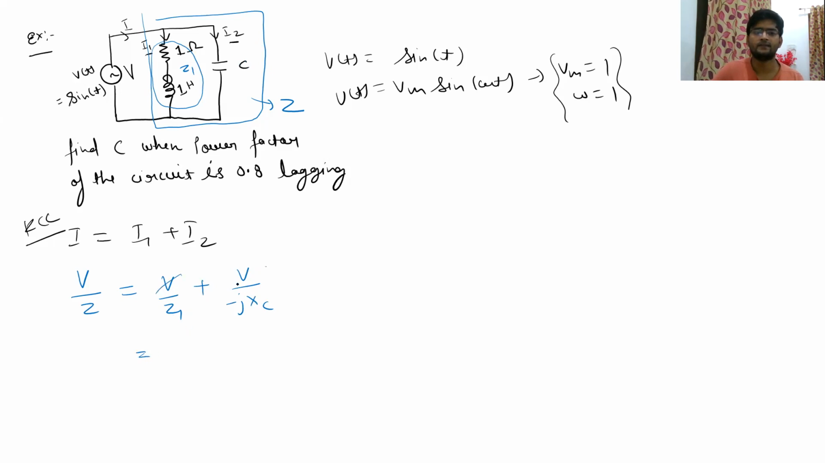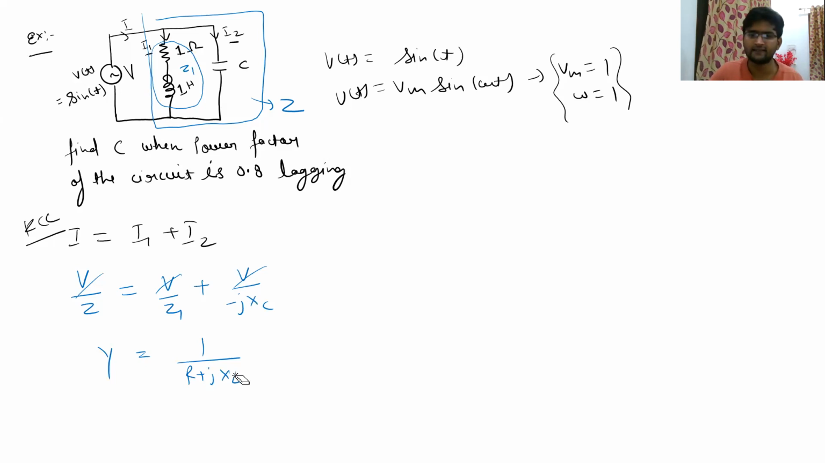We can cancel this V from both the sides. So we will get Y is equal to 1 upon Z1, which is the summation of this resistance and the impedance of this inductor. So we can write it as R plus J omega L. So you can also say this as XL.